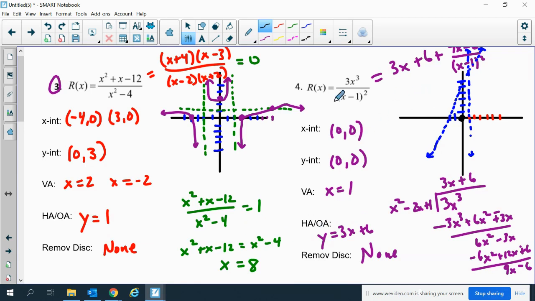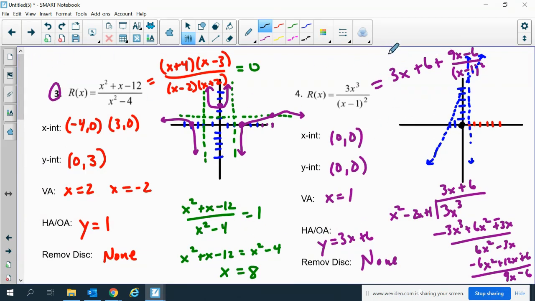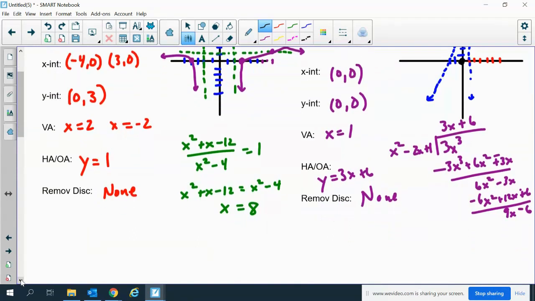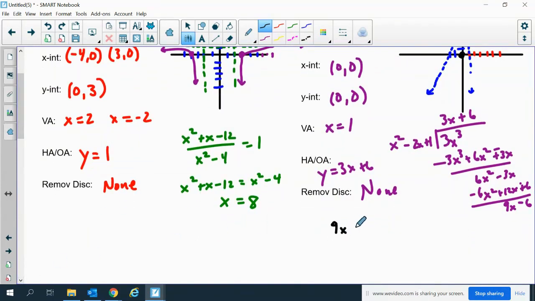So the only thing left to figure out is whether this ever intersects our slant or oblique asymptote. So what I can do is set the remainder equal to 0. So I have (9x minus 6) over (x minus 1) squared, set equal to 0. And what I'll realize is that just means the numerator has to be 0. So the numerator is 0 when x equals 6 over 9, which is 2/3. So when x equals 2/3, my function crosses the oblique asymptote.